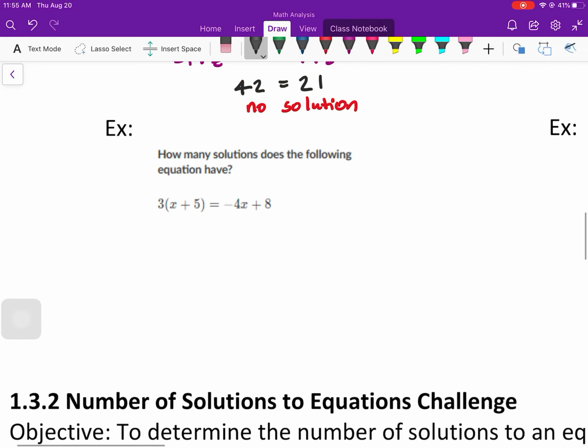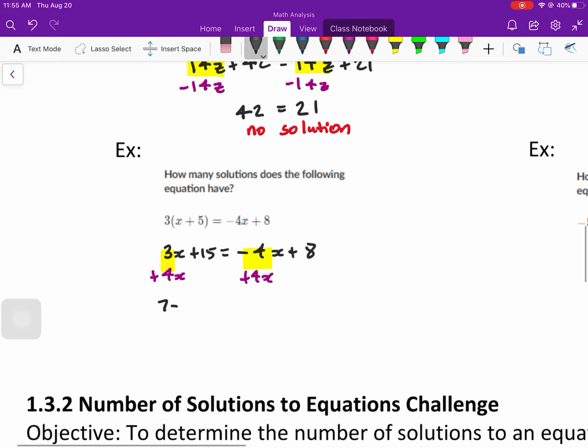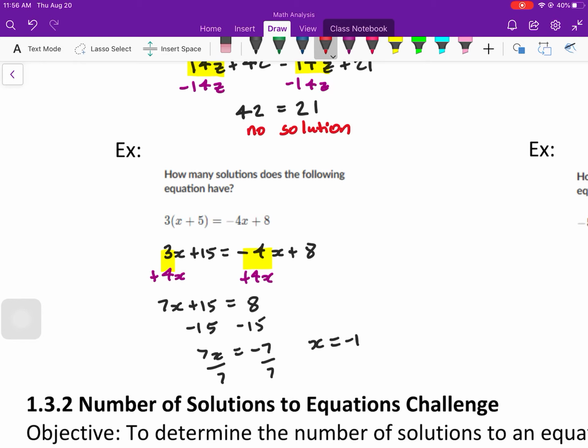Now the other situation you run into is like this one, and I'll go through it quick. You get 3x plus 15 if you distribute equals negative 4x plus 8. Realize that these are different. So if I add the 4x, I'll get 7x plus 15 equals 8. And you just continue this problem out, and what you'll realize is that you get a solution at the end. So since we got a solution at the end, we would say that this is one solution. Or since we're writing it now, I should probably write out 1.